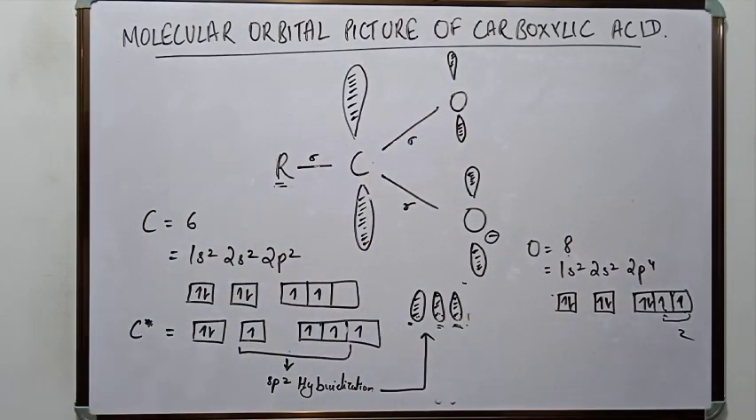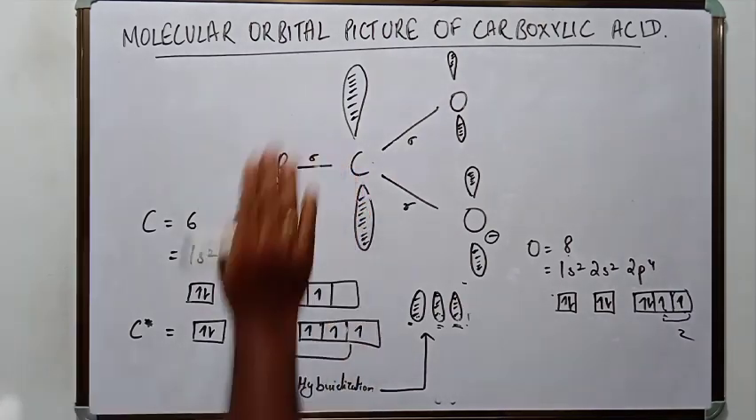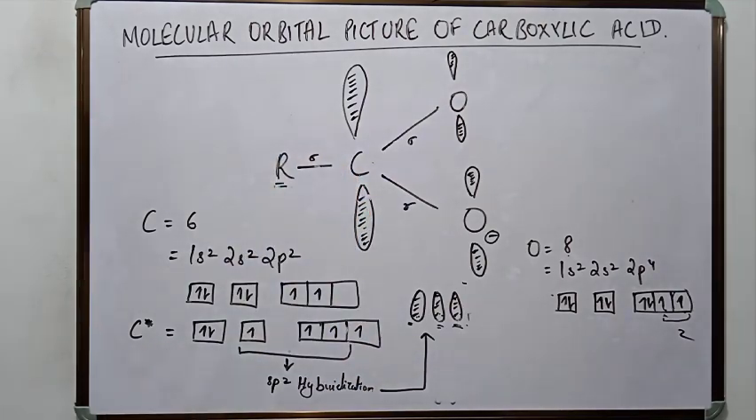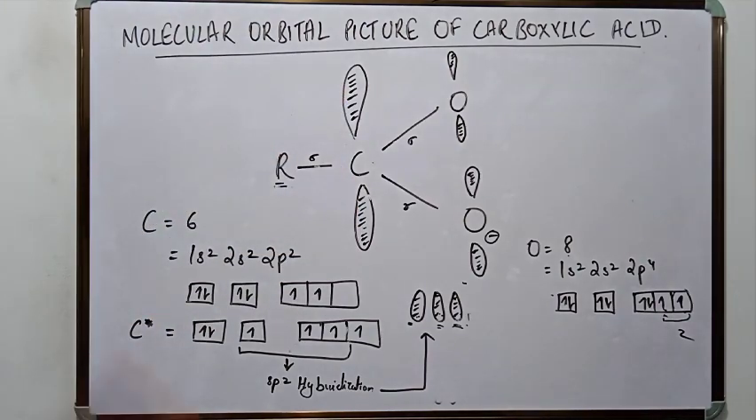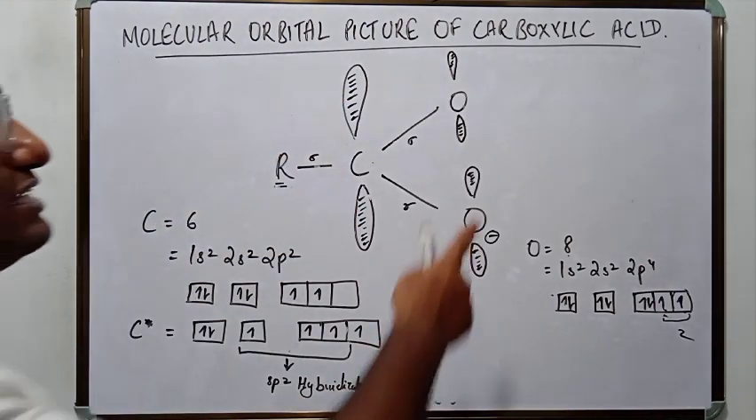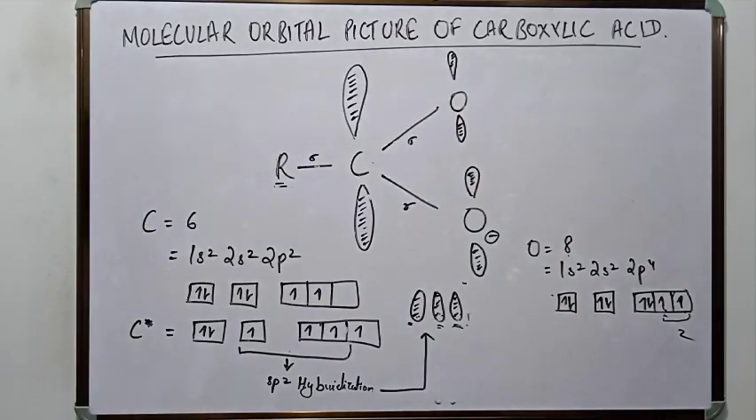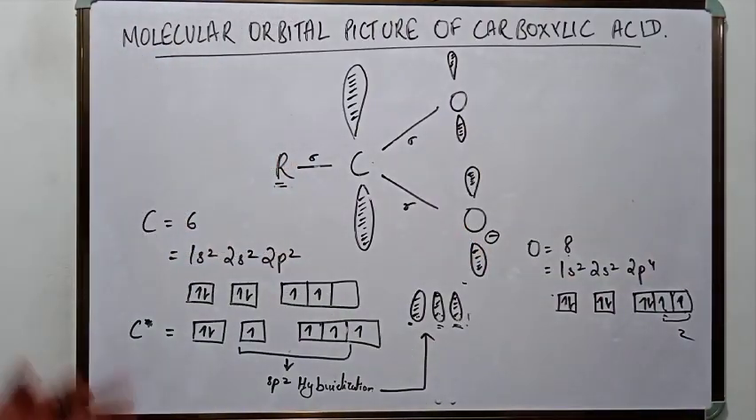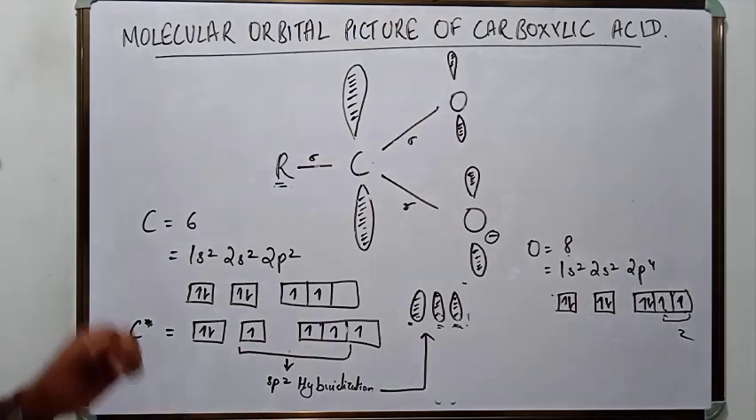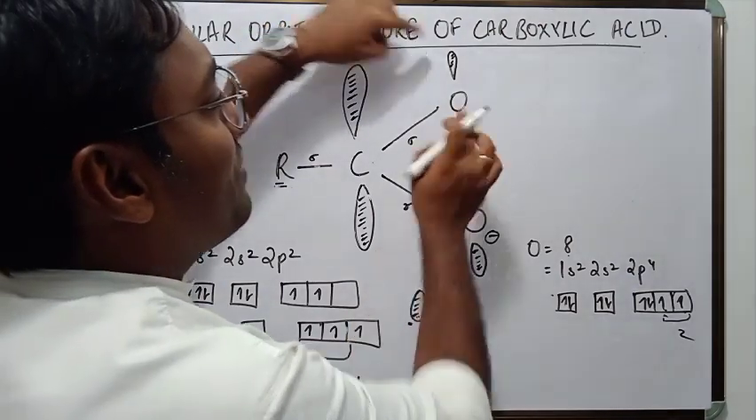Now, shall I ask you a question? Is carbon's octet configuration complete? No. It has a fourth valence electron here. Right? Another question. Is oxygen's octet configuration complete? No. There is one valence electron remaining in both oxygens. What should it do? What is the alternative way? The only way that is possible is to go for a sideways overlap.